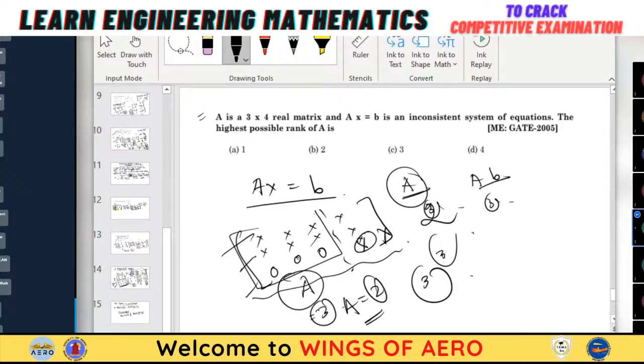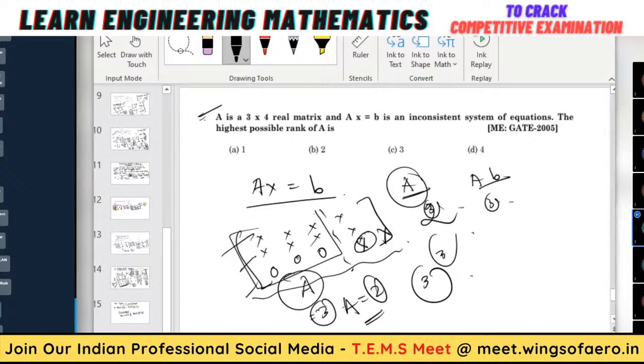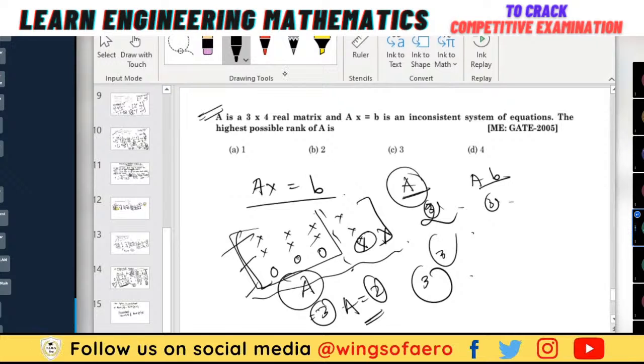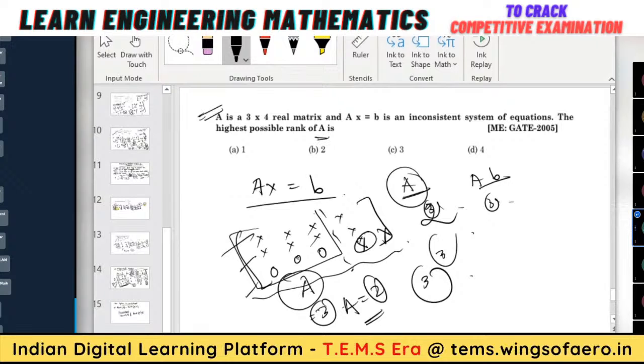Excuse me, sir. So how do you say that the last row, all the elements are becoming 0? No, I am not saying it. I am just considering, look at this. This particular question doesn't have any particular matrix. It only gives you the 3 cross 4 or 4 cross 3, anything. A simple matrix A and B is given to you, and it asks you what is the highest rank of A which gives you that the system is inconsistent.